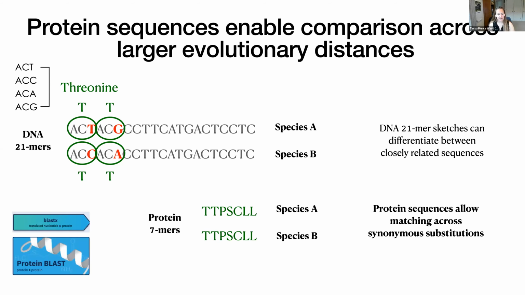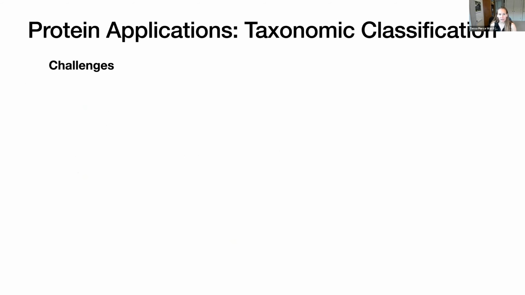And of course, we know this. We've been using it for BLASTX, protein BLAST, for quite a long time. And actually, Mash Screen is the first example of using protein k-mers for some identification. We've been lately pursuing some other protein applications. In particular, we are exploring taxonomic classification.